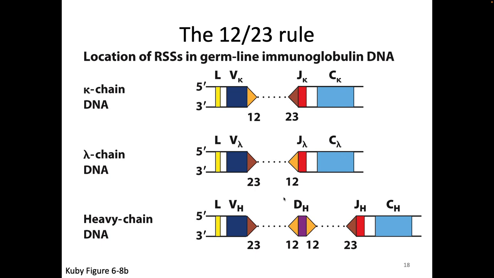And so what you can notice is that in the case of our heavy chain, you can't put a D next to another D. You can't join them together because the RSSs don't match. You can't join this to this because the RSSs are not compatible. You have to have two mixed ones. But you could put a D with a J because their RSSs will work. You can't put a V with a J and skip over the D. The RSSs don't work. You have to be able to put V, D, and J together.